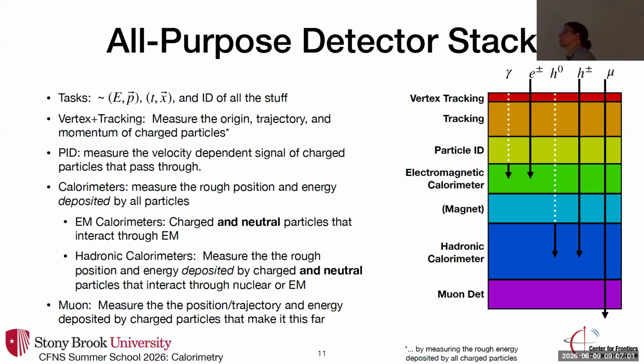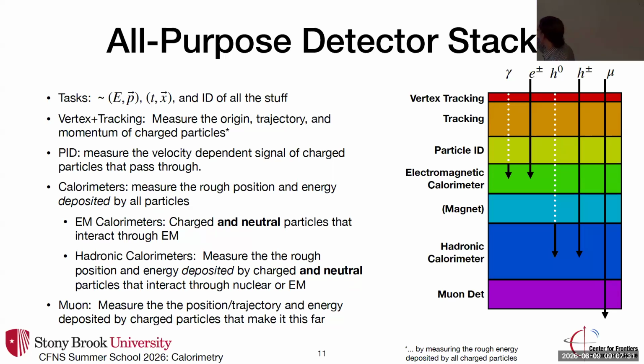This is the canonical way to assemble it. You have some very precise tracking to figure out exactly where these particles came from and when. Then we have some large tracking in a volume of the magnetic field to figure out their momentum vector. And then we might have some other stuff, PID, to measure the velocity or something else that allows us to get a good, clean idea of what particle it was. Then there are calorimeters.